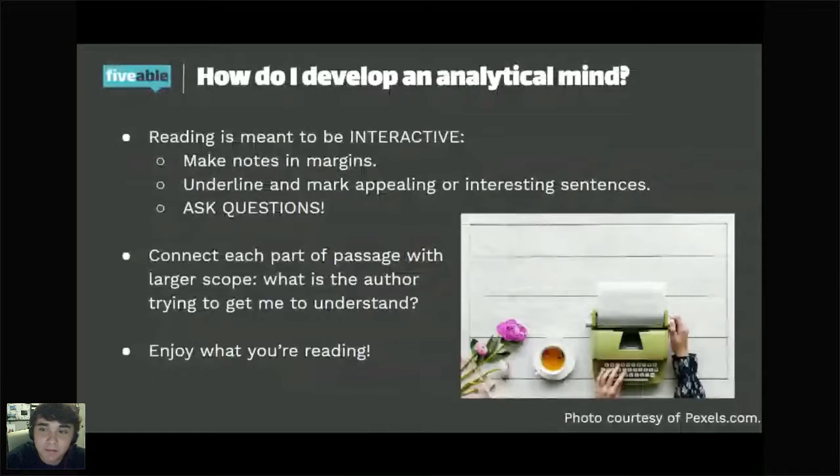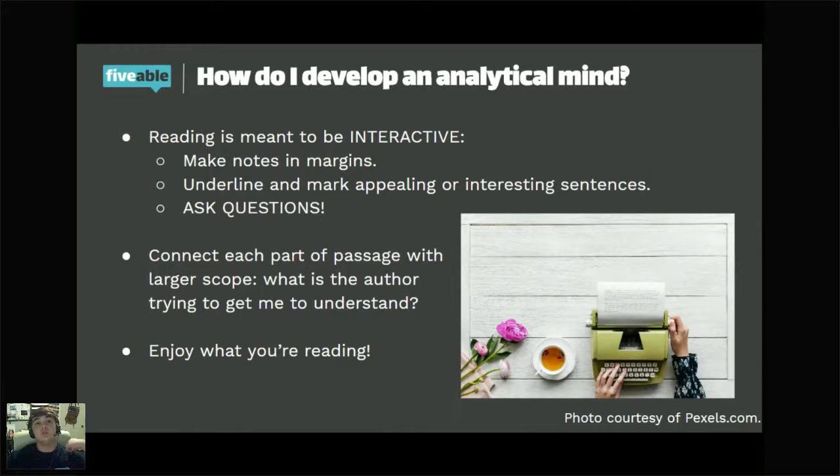All right. How do I develop an analytical mind? We're going to be here for a minute. Reading is meant to be interactive. This is the thing I stress the most when I do streams and when I talk to people about AP Lang. Do not be afraid to almost talk to the author in the margins. Make notes, underline, and mark appealing or interesting sentences, and ask questions.